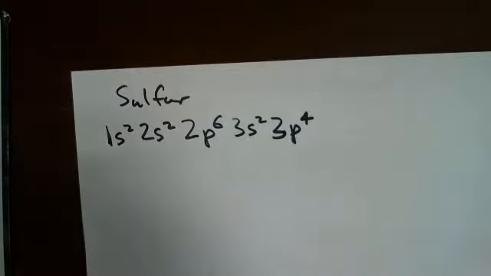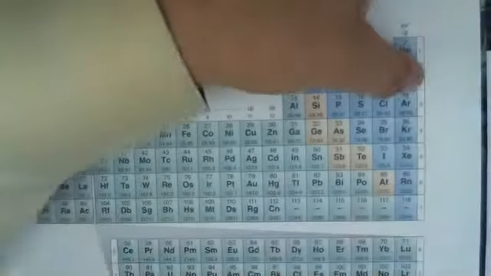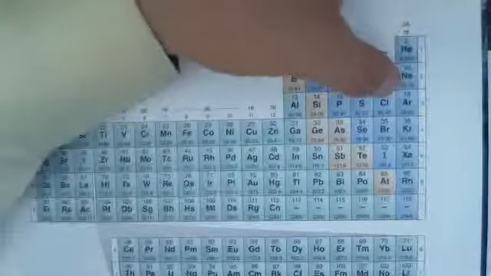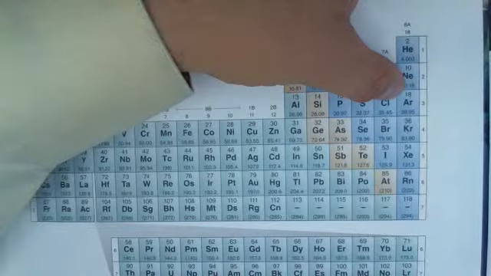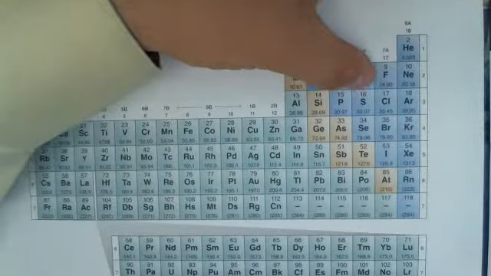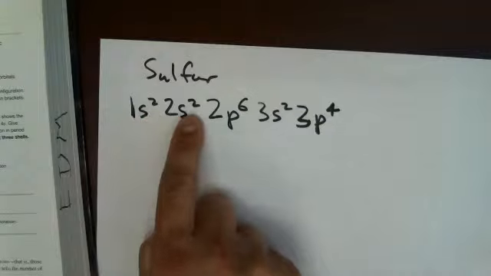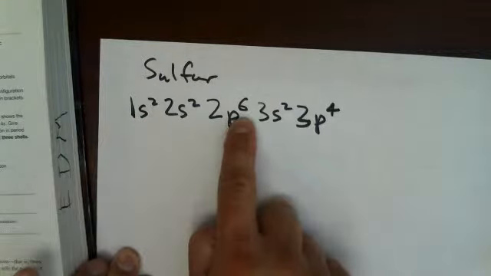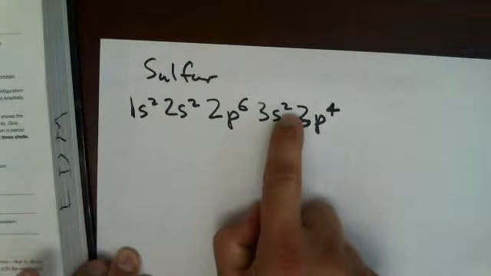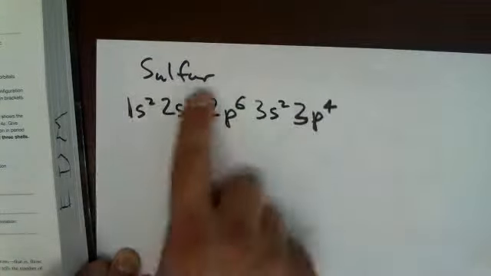If we had gone all the way to, say, argon, it would have been 3p6. If we had gone to chlorine, it would have been 3p5. Okay, so we know there's 16 electrons in sulfur, and if you added up all these numbers for these electrons, the 2 plus the 2, which is 4, plus the 6 is 10, plus the 2 is 12, plus the 4 is 16. All those electrons are accounted for.